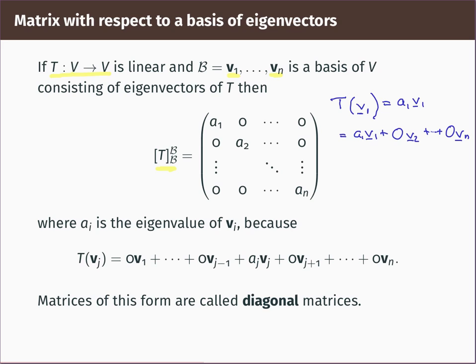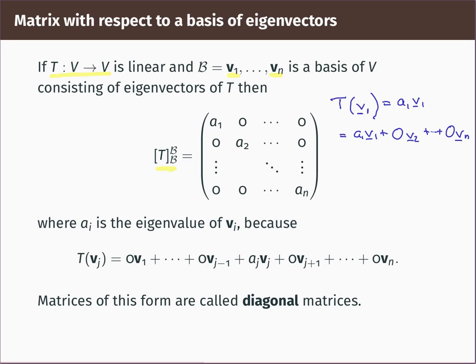The first column tells you what scalars you need to use to express T of V1 as a linear combination of V1 up to Vn. And we've just seen those scalars are A1 and then 0 and then 0 and so on. So the first column looks like A1, 0, and then a bunch more zeros. And similarly, the second column tells you about how to express T of V2 as a linear combination of V1 up to Vn. But T of V2 is just A2 times V2 again. So the second column should go 0, and then A2, and then zeros all the way down.